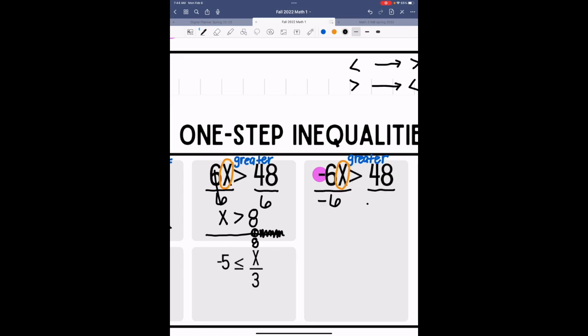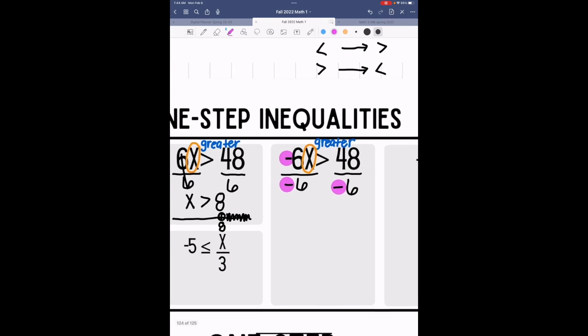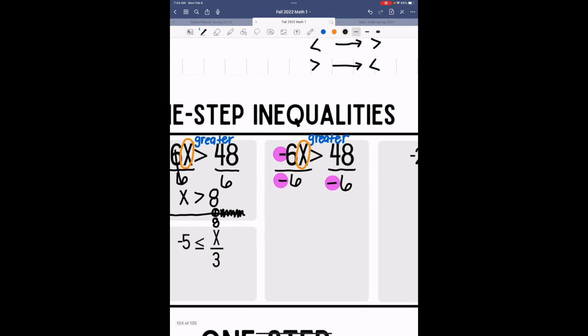Now, why is this different? Remember we said when you're doing inequalities and you divide by a negative, you have to flip the sign. So instead of being greater than, it's now going to become less than, because we divided by that negative. So this is x less than negative 8. On a number line, this would be negative 8, we'd have an open circle, and we'd be shading this way. So remember, when you multiply or divide by negative, you're going to flip the sign.